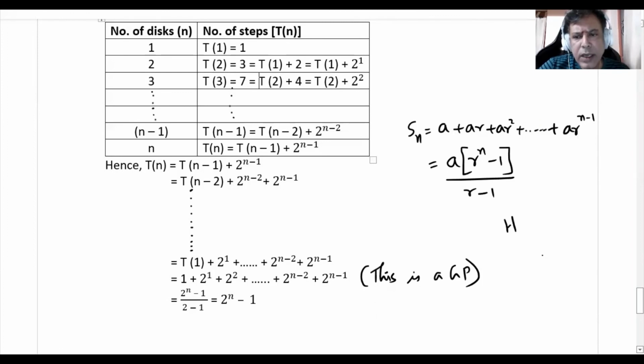So here you may notice in this expression, the first term is actually 1. That means a is 1. And we also may notice that the common ratio is actually 2. So r is 2. Anything multiplied by 1 will be that something only. So I'm simply writing 2 to the power of n minus 1 divided by 2 minus 1. Since the denominator is 2 minus 1, which is 1 only, it will simply be expressed as 2 to the power of n minus 1. So that will be the number of steps involved if we have n disks in the source tower. It will take 2 to the power of n minus 1 steps to complete the process.